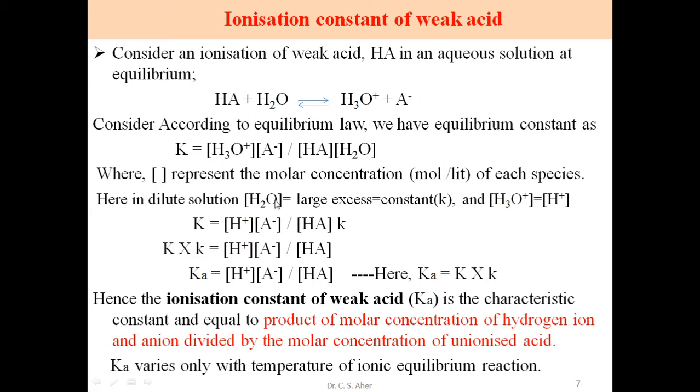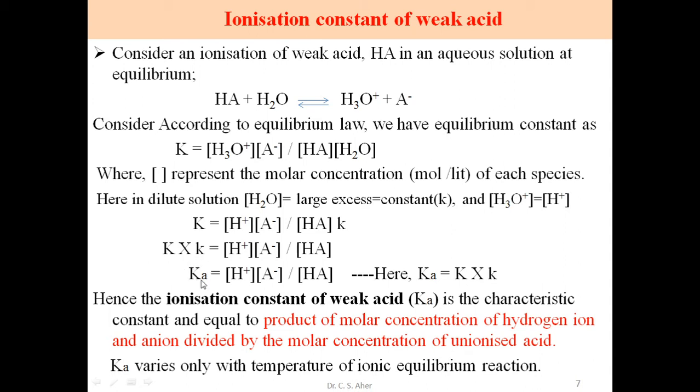So we substitute the water concentration by small k and the hydronium ion concentration by H+. We collect the constant terms on one side, that is capital K into small k. Capital K and small k are both constants. For these two constants, we write a new constant, that is Ka. So what is this Ka?